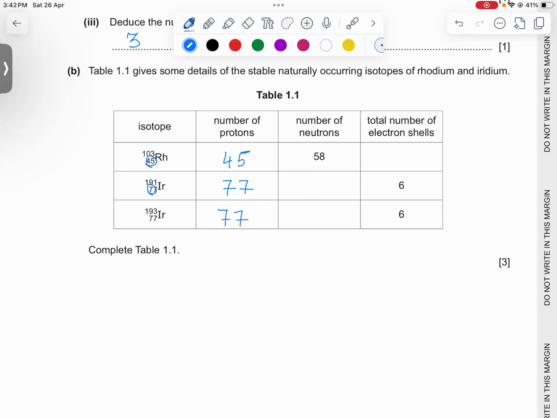All right. I hope that makes sense. Now, the next thing we want to do is the number of neutrons. How do we do the number of neutrons? Let's look. 103 minus 45 gives us the number of neutrons, meaning mass number minus atomic number. Similarly, 191 minus 77. Can anyone tell me what that would be? What is 191 minus 77? I do not happen to have a calculator today.